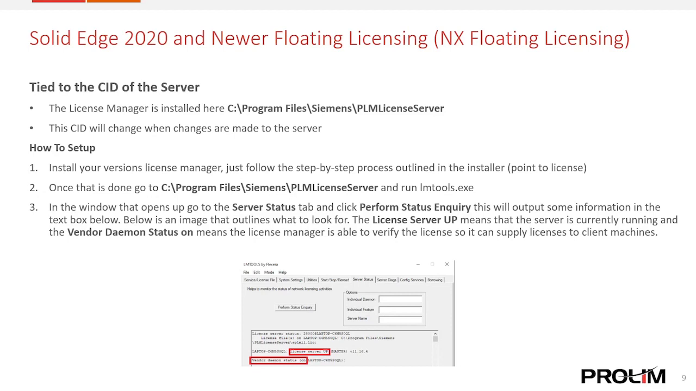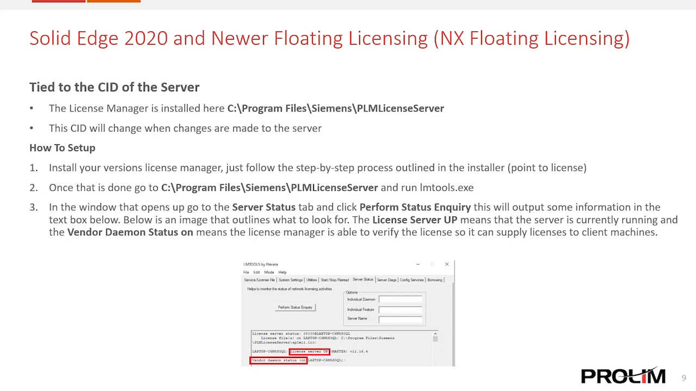Again, the CID will change if you make changes to the server. So if you add RAM to the server or change the host name of the server, the CID will change. So you'll have to get the license changed with it, which we'll cover in a minute. So the installation process, again, is extremely similar to how the SE Flexnet install went, except this time you don't have to worry about a dongle because there's no dongle method for this. It's all CID based. So again, you just follow the same steps.